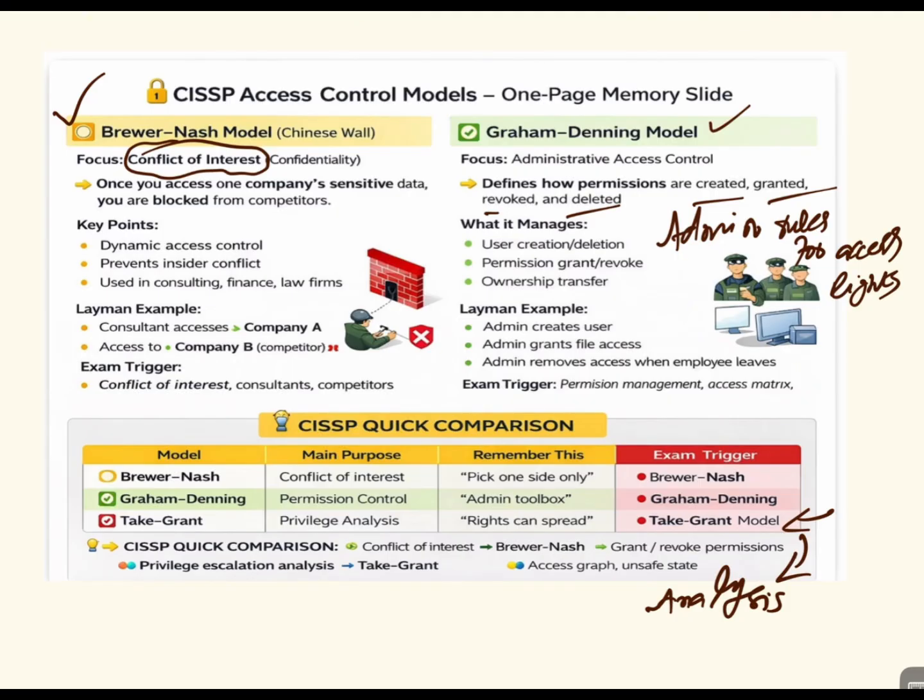If you see privilege escalation, propagation, access graph, unsafe state, that is again the take-grant model. So the Brewer-Nash model is conflict of interest, and the Graham-Denning model is permission control. I think these are very important concepts.